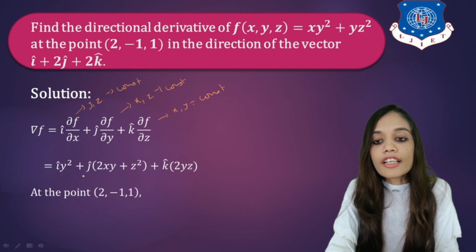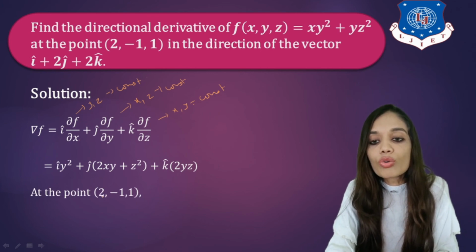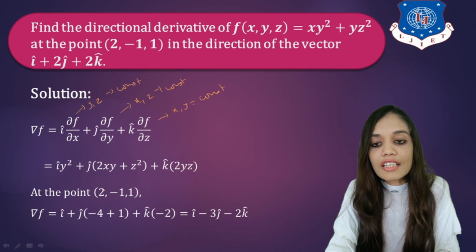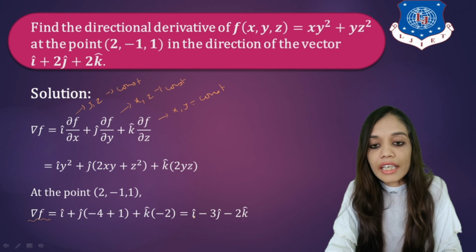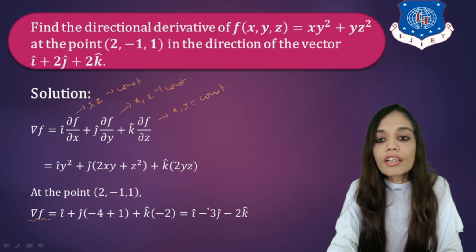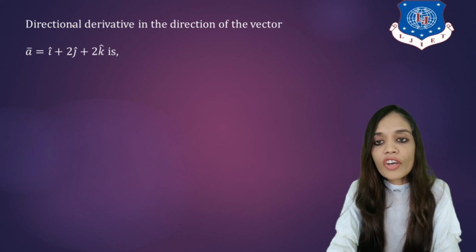So now let us put the value of the point 2, minus 1, 1. That is x as 2, y as minus 1 and z as 1. So on putting the values, your gradient of f at point P will be equal to i cap minus 3j cap minus 2k cap. Okay. So now let us find the directional derivative in the direction of the vector a bar is equal to i cap plus 2j cap plus 2k cap.